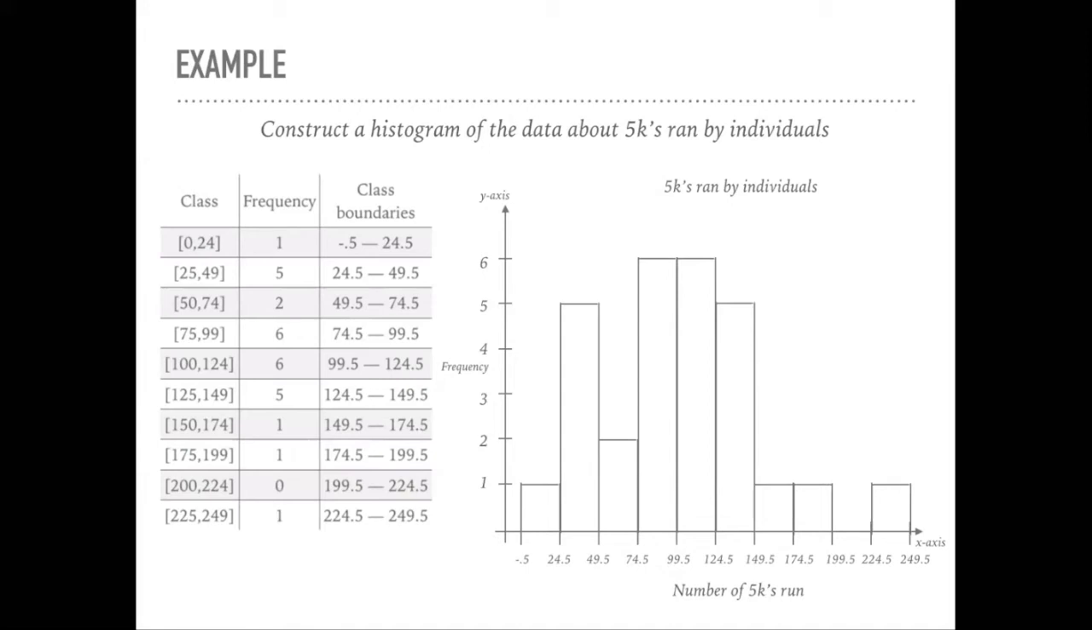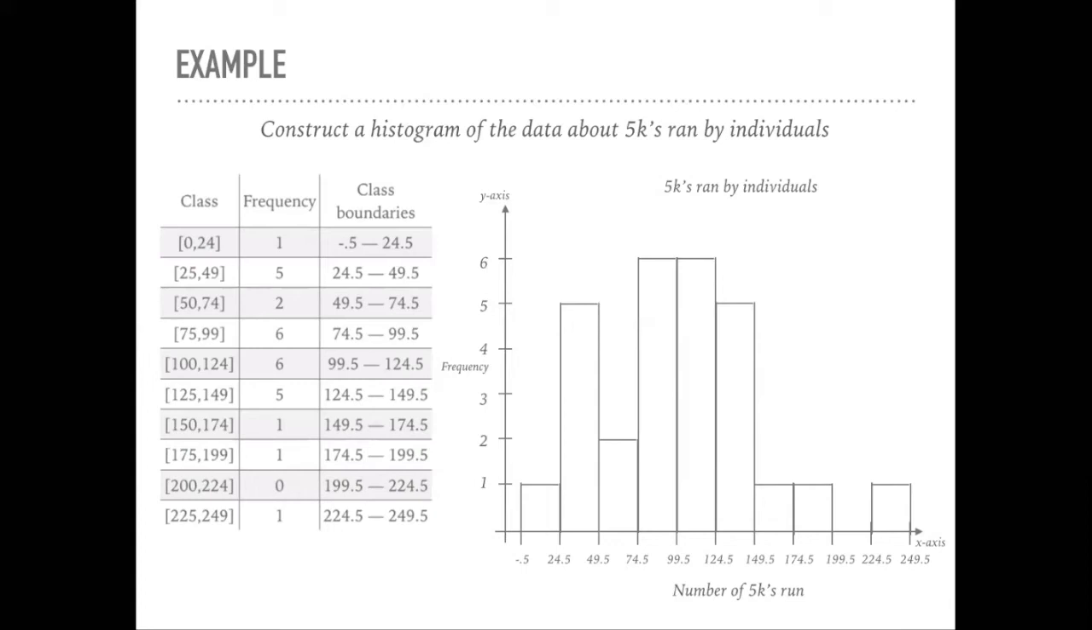Now we could look at this graph, and we could give a little bit of a description as to what's going on. So by looking at this, we see that by and large, our data values, or the number of 5Ks that have been run by an individual, is between 74.5 and 149.5. You might also mention that there's another spot where there's a high point, that there were quite a few individuals that had run between 24.5 and 49.5 5Ks as well. So that gives you a way of starting to describe your data visually.